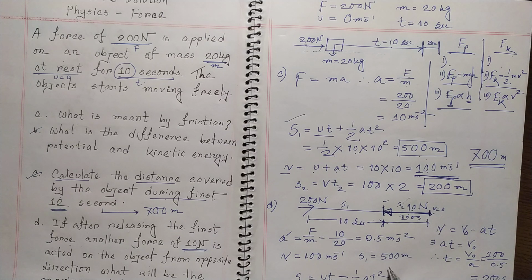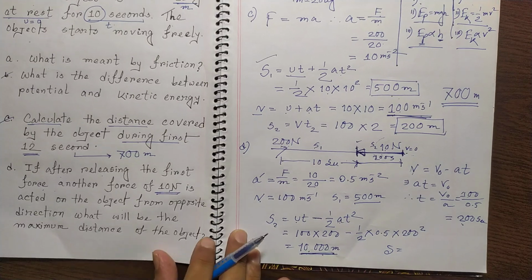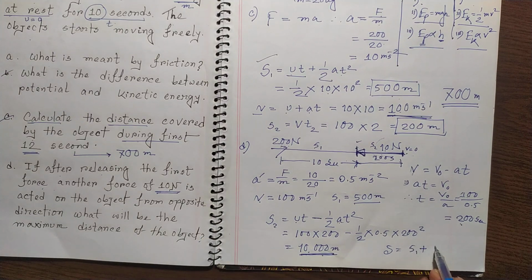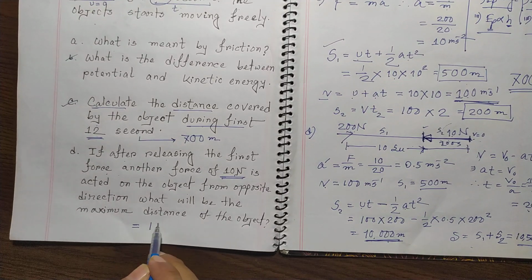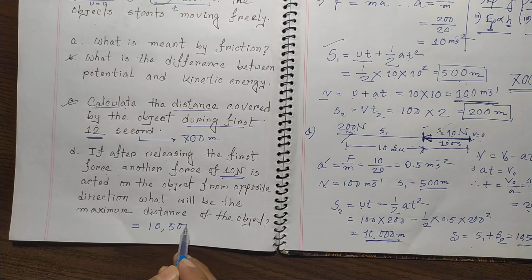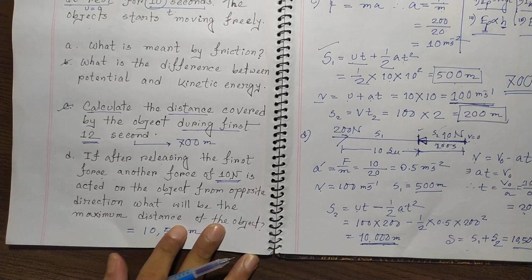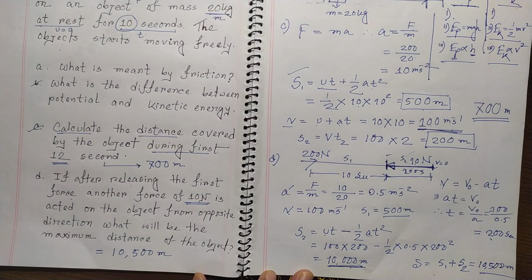So the total distance covered is s equal to s1 plus s2, which is 10,500 meter, and this is the answer, 10,500 meter. Now you think how I did it.